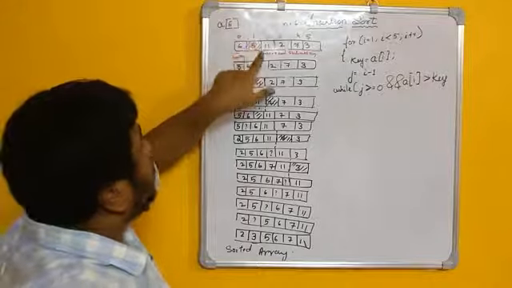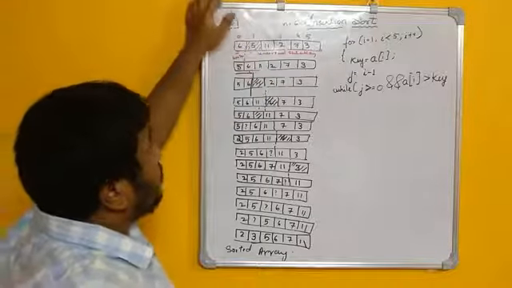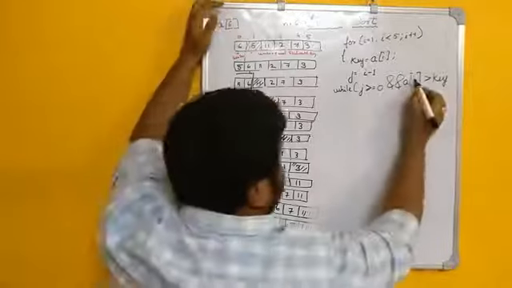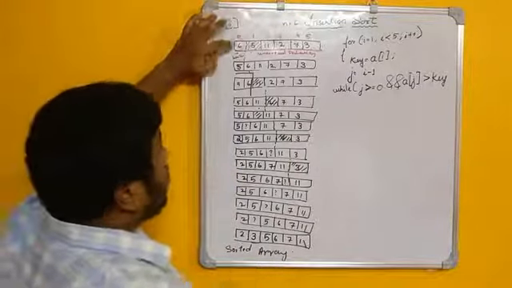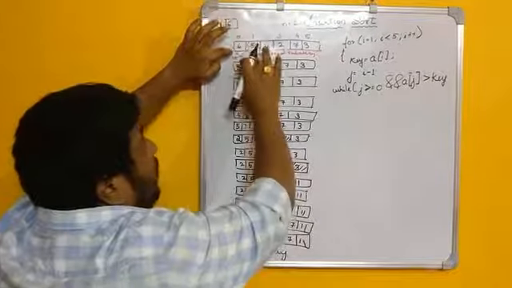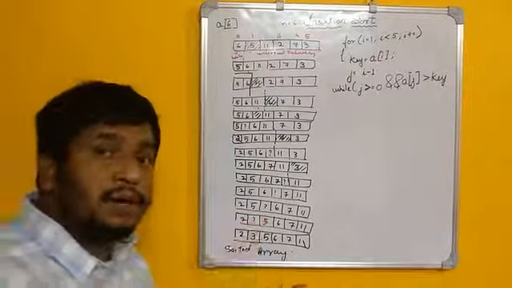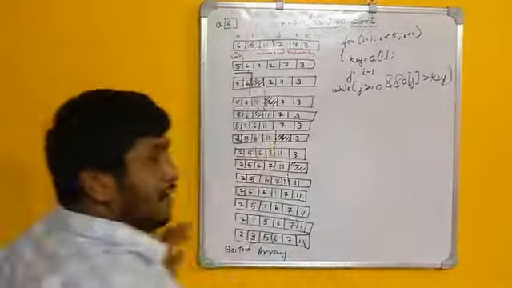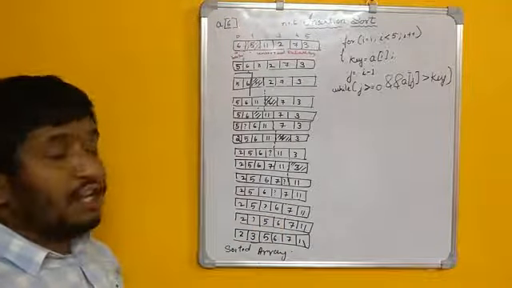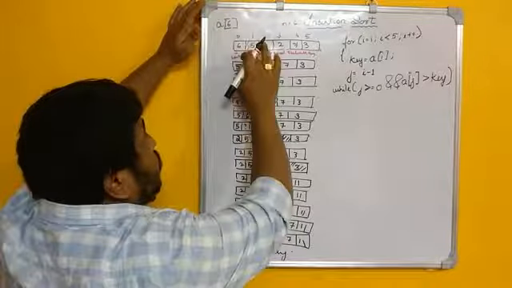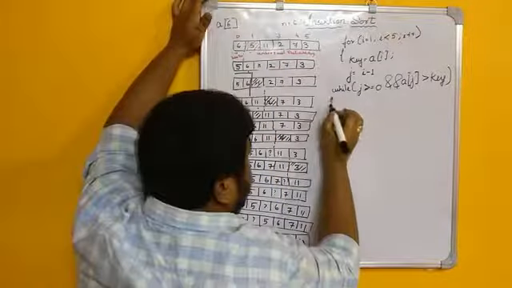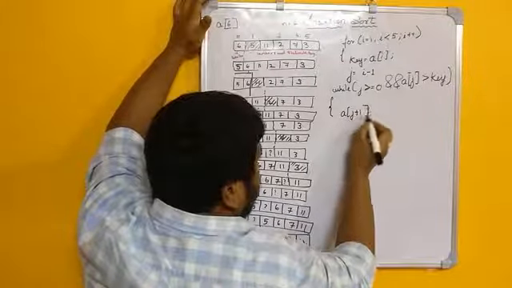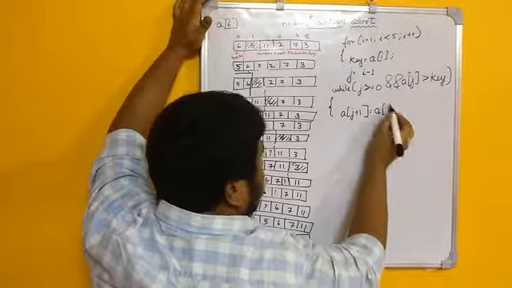What are we doing here? Sorry, A of j. A of j is what? We will compare it with the key. So we compare the elements in the sorted subarray with the key element. What if key is less than A of j? We will shift it to that place. So that process we do here: A of j plus 1 is equal to A of j.